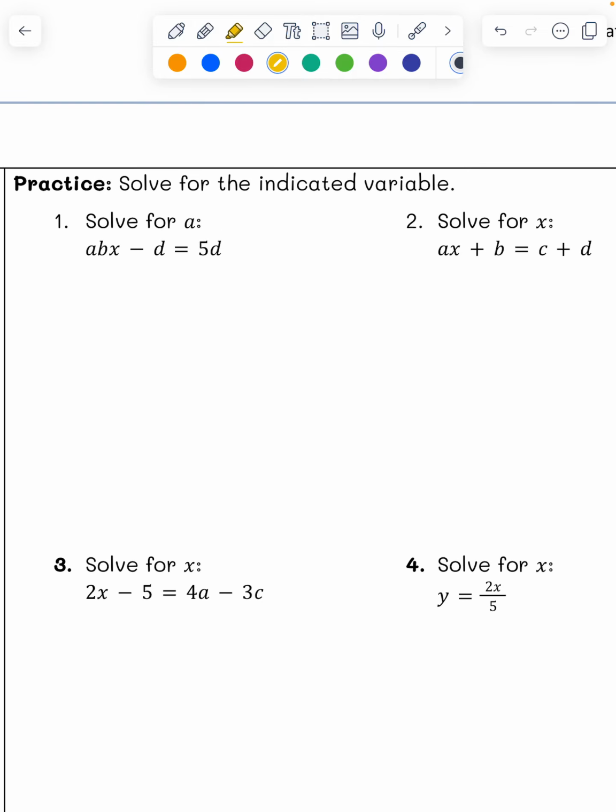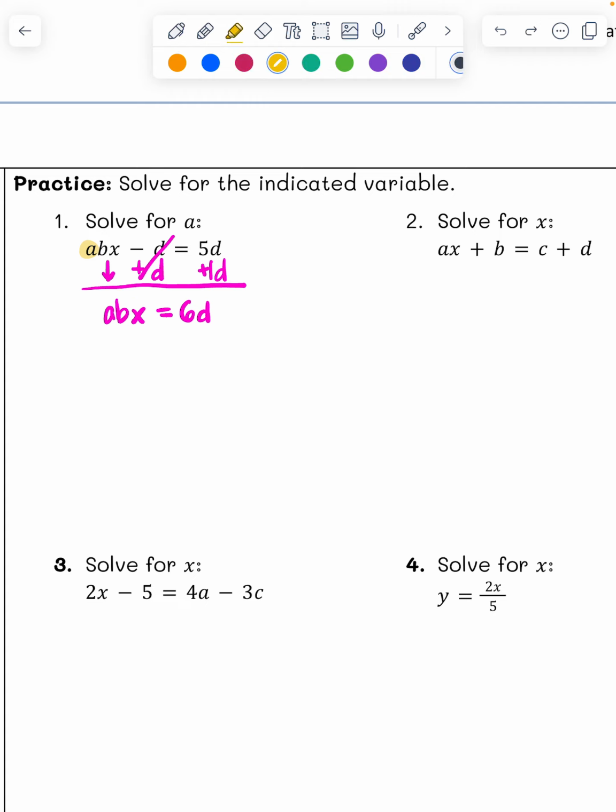Number 1 wants us to solve for a. So first thing I'm going to do is highlight a. I'm going to identify what is the farthest away from a on the same side of the equal sign. That would be that minus d. The inverse operation would be plus d. So now I have abx equals, now these are like terms, 5d and 1d are like terms. So this will be 6d.